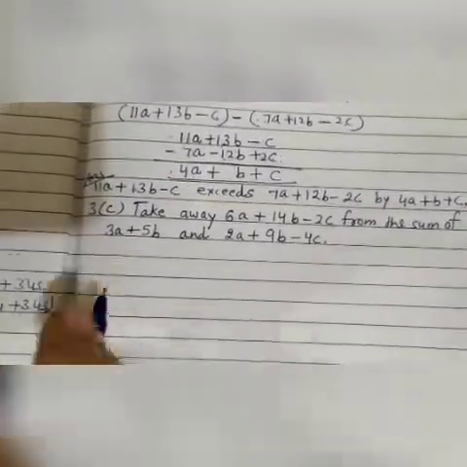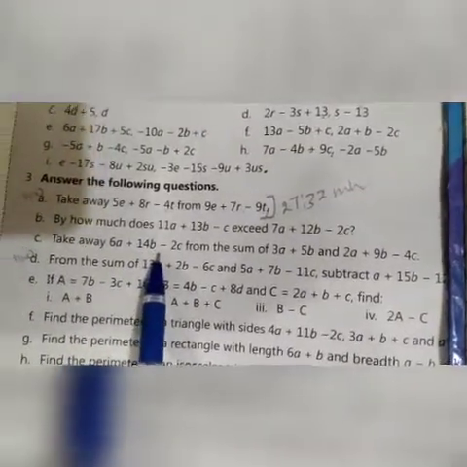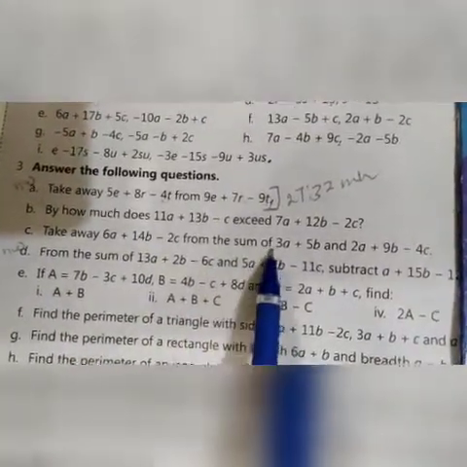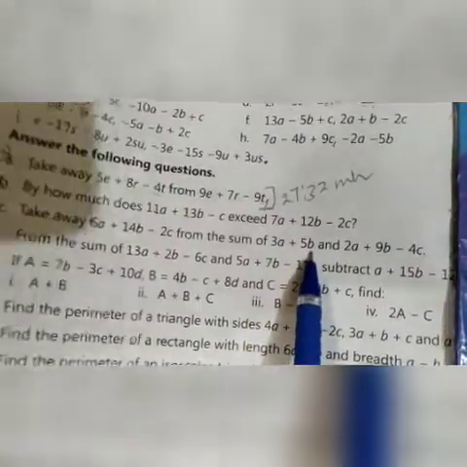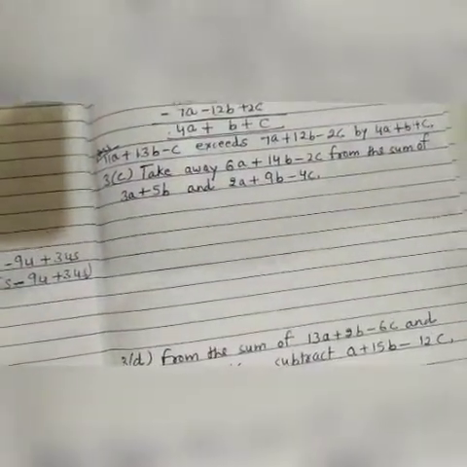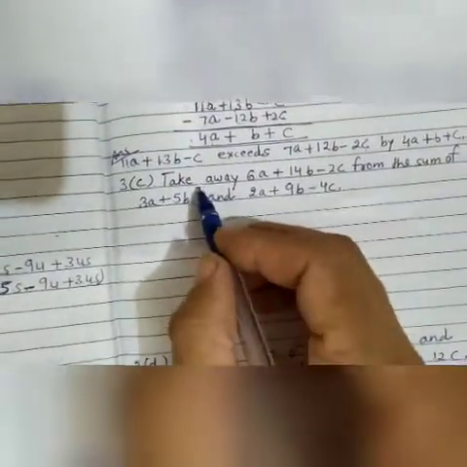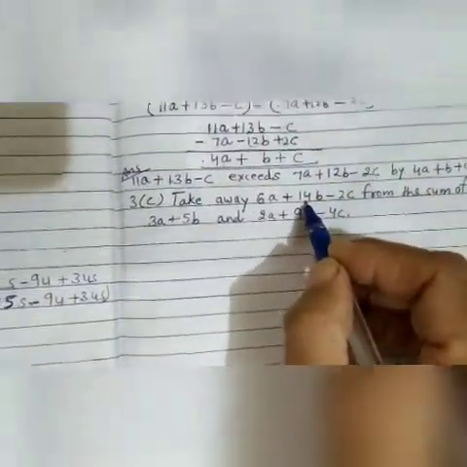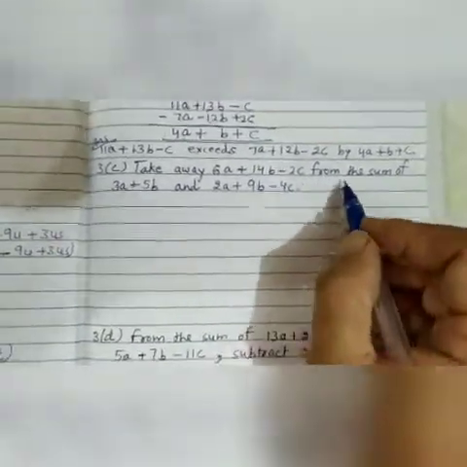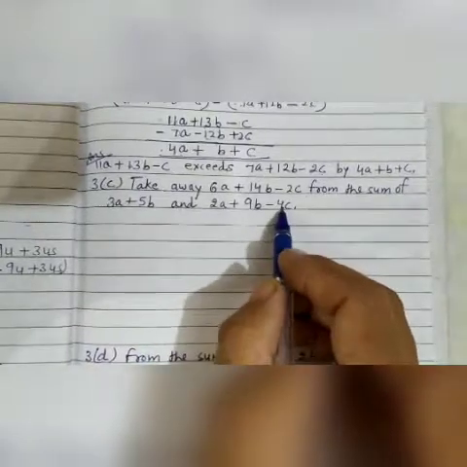Now come to third C part. Our third C question is, take away 6a plus 14b minus 2c from the sum of 3a plus 5b and 2a plus 9b minus 4c. I have copied this question here in my register. So students, take away. Take away means subtract. Subtract 6a plus 14b minus 2c from the sum of 3a plus 5b and 2a plus 9b minus 4c.